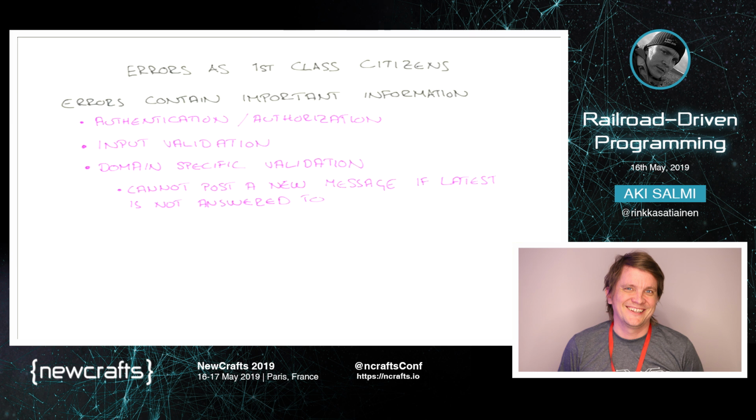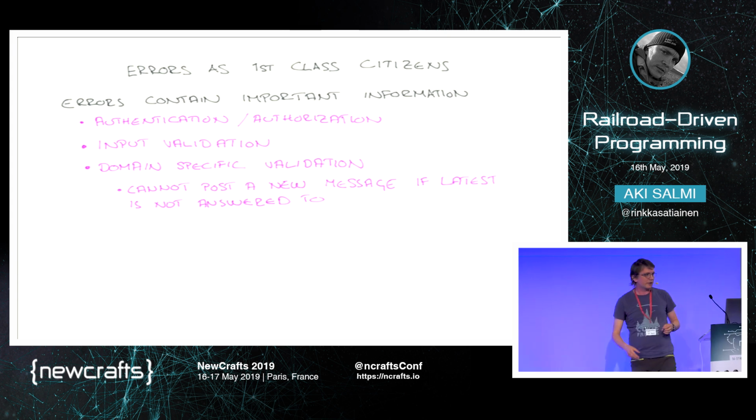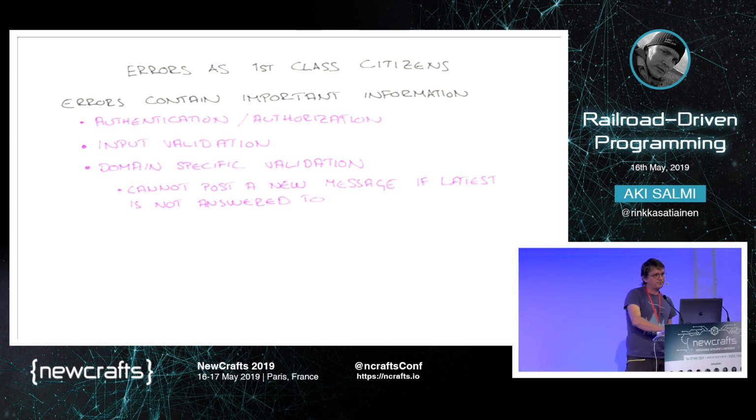So one of the ideas is that errors are first-class citizens. Errors contain important information, whether it's authentication or authorization errors, or input validation, or some domain-specific validations like domain logic errors. For example, in this case, a user cannot reply or create another message if the original message is not replied to. I can't just post a message or send a message myself two times without getting an answer to it before.